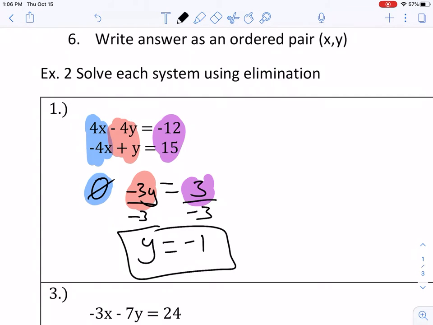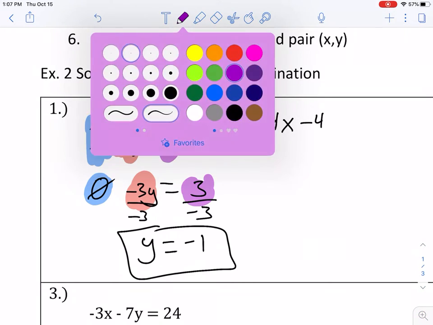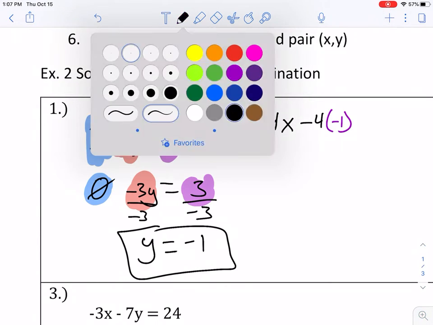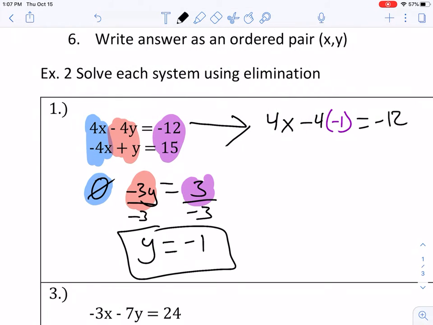Now that I've found what the value of y is, I can plug it into either my top equation or my bottom equation, whichever one I want, to solve for it. So I'm going to plug it in for my top equation just because. It doesn't really matter. You'll get the same value. So 4x minus 4, and now I'm replacing y with negative 1 equals negative 12. I'm going to multiply these up. That's going to make positive 4.